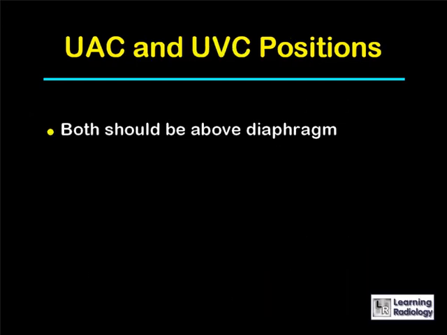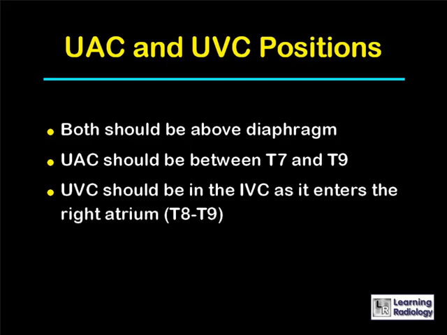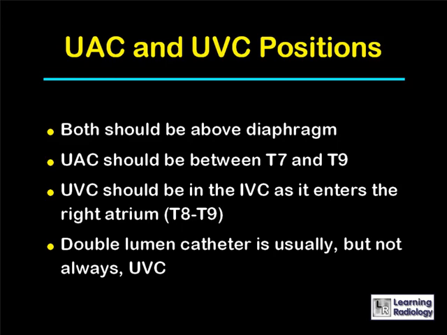To review, both the umbilical arterial catheter and the umbilical venous catheter are usually above the diaphragm. The umbilical arterial catheter is usually between the levels of T7 and T9. The umbilical venous catheter should be in the inferior vena cava as it enters the right atrium, which is approximately the level of T8, T9. A double lumen catheter is usually, but not always, an umbilical venous catheter and depends upon what is used at each local institution.